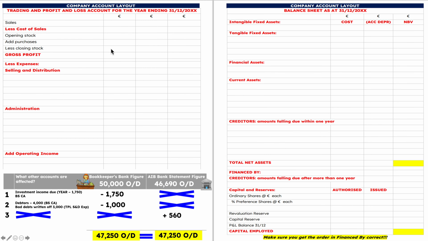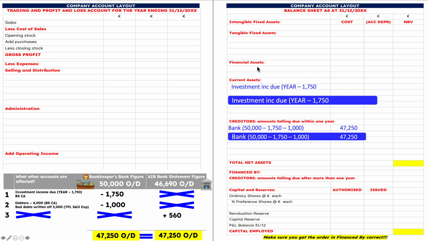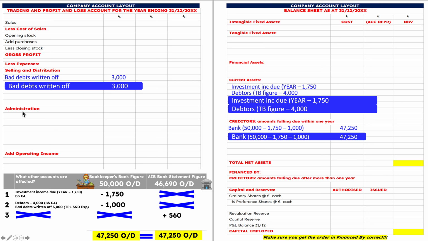How's this going to look in the accounts then? You've got your bank overdraft, 50,000 minus 1,750 minus 1,000, 47,250. You've got investment income due, the amount that you're due to get for the year, minus what you've received, 1,750. And then you've got debtors, minus €4,000. And then you've got bad debts written off in the selling and distribution expenses, €3,000.